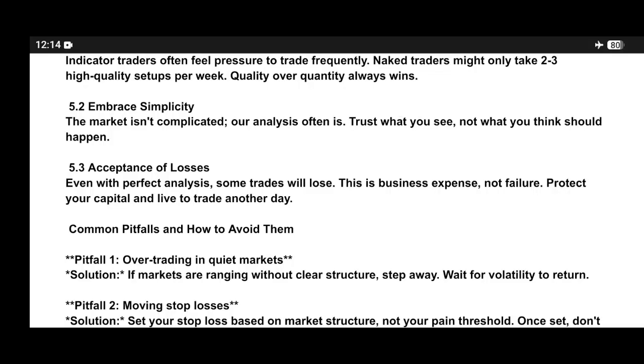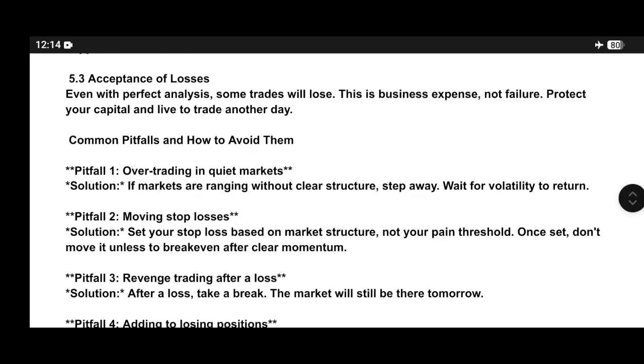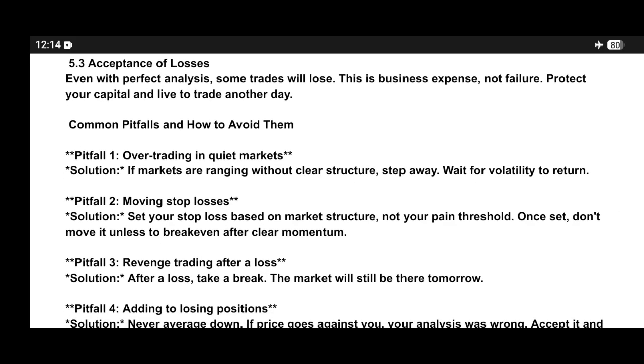Then common pitfalls and how to avoid them. These are some of the common pitfalls you need to know and how to avoid them. Pitfall number one: overtrading in a quiet market. Listen to this. This is the solution for it, because when I tell you the pitfall, I will tell you the solution.